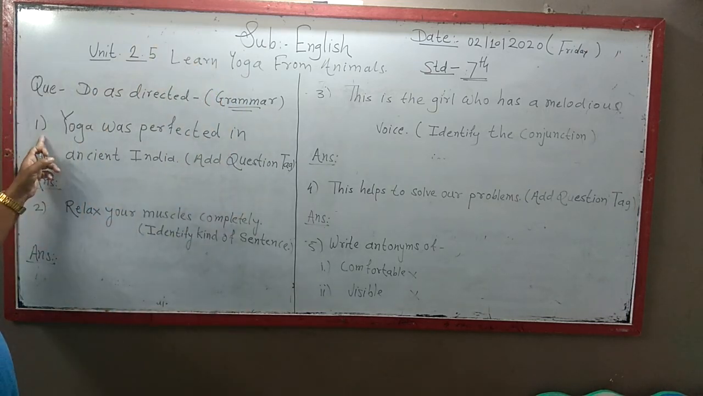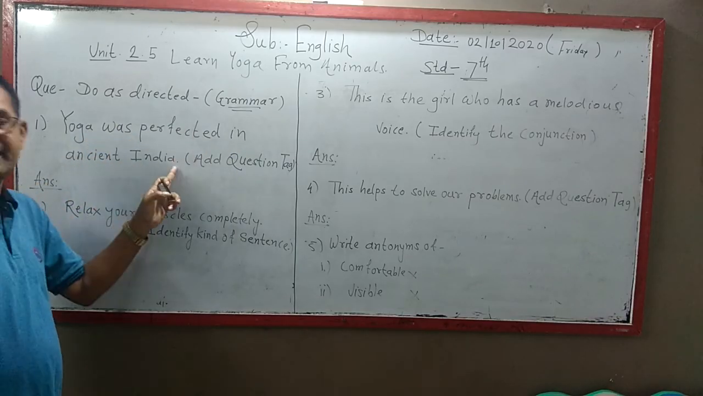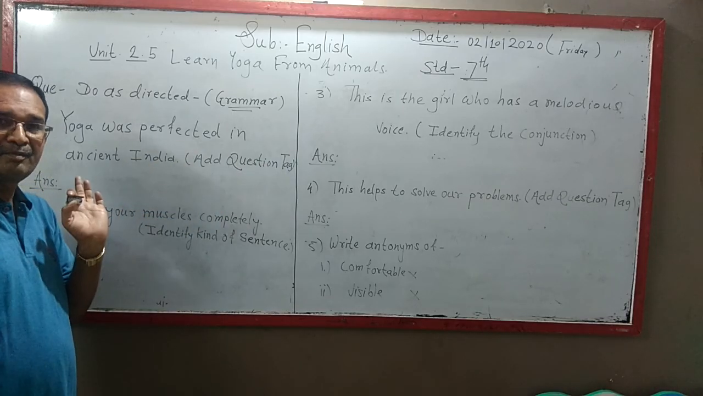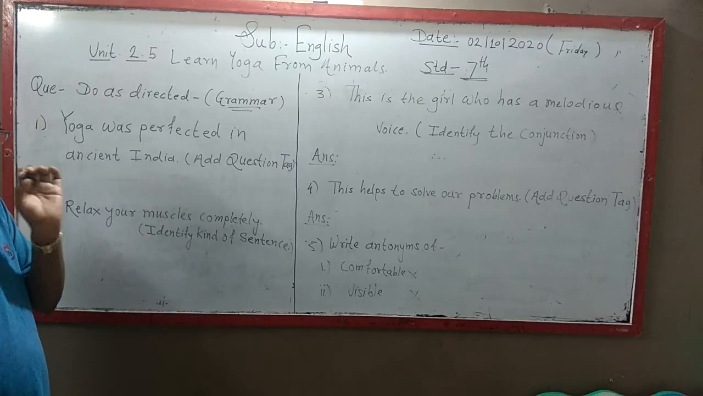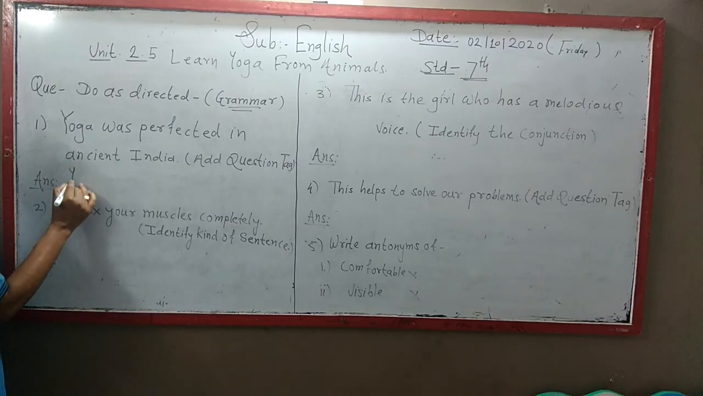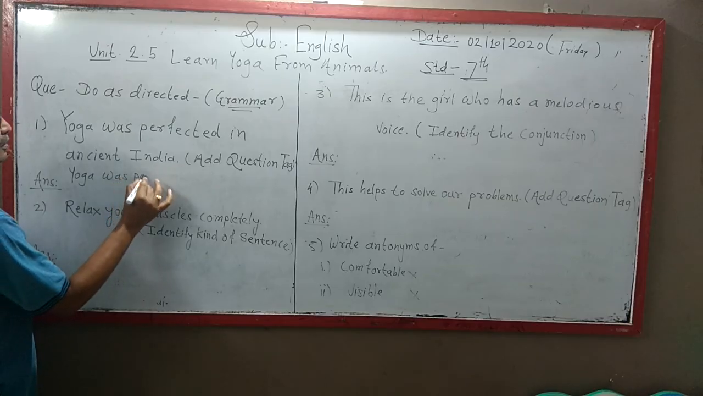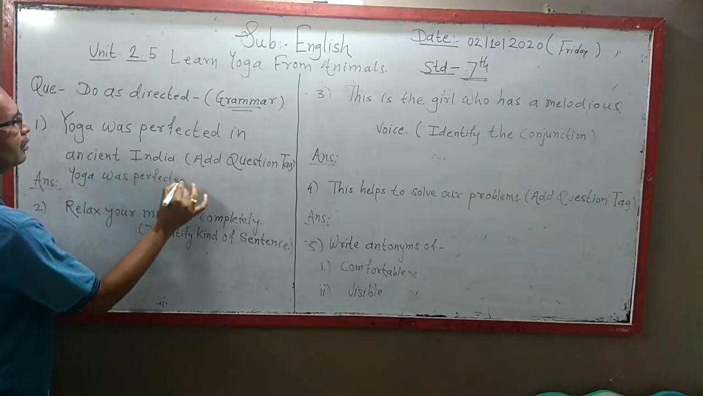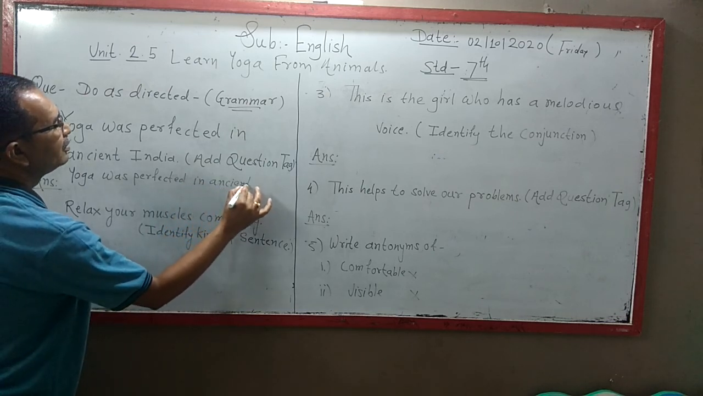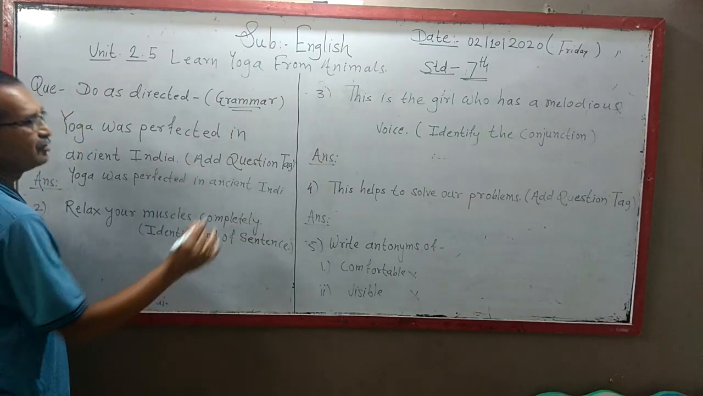The first sentence is given here: Yoga was perfected in ancient India. What you have to do? You have to add a question tag. As I told you before, when you are going to add a question tag, what do you have to do first? You have to write the sentence as it is. Yoga was perfected in ancient India. This is the sentence I have written as it is.